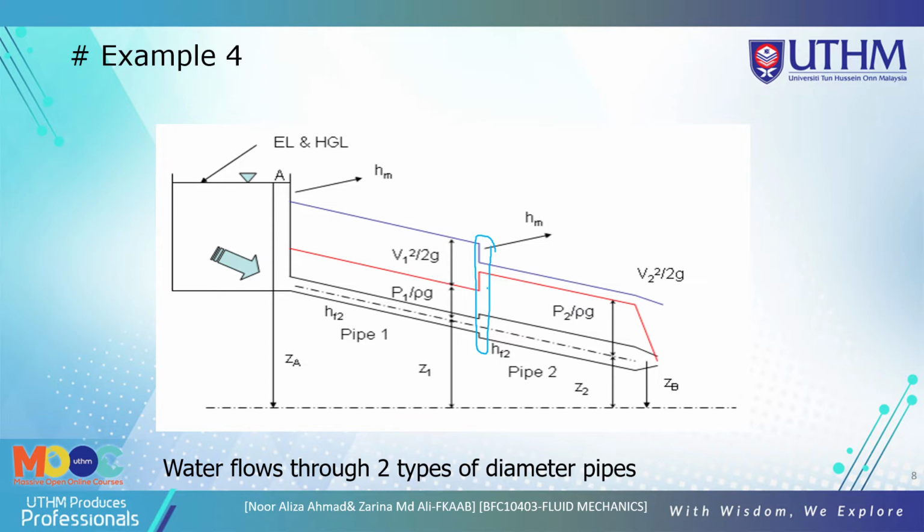Okay, ni lah contoh you kena buat. You kena sketch. Katakan dia bagi this figure, from reservoir, water flows through two types of diameter pipe. So you must sketch the line of EL and HGL. So you just draw this line, and also the drop here, the drop here based on this nozzle. So the drop for the HGL is at this nozzle. Okay, so you get the marks based on this line, EL and HGL line.